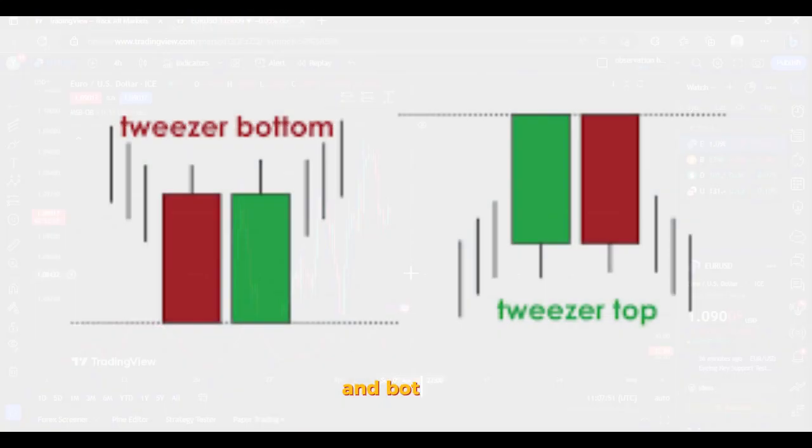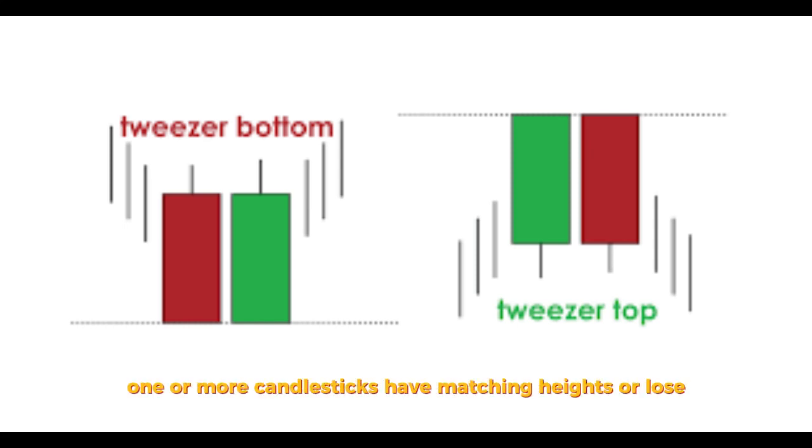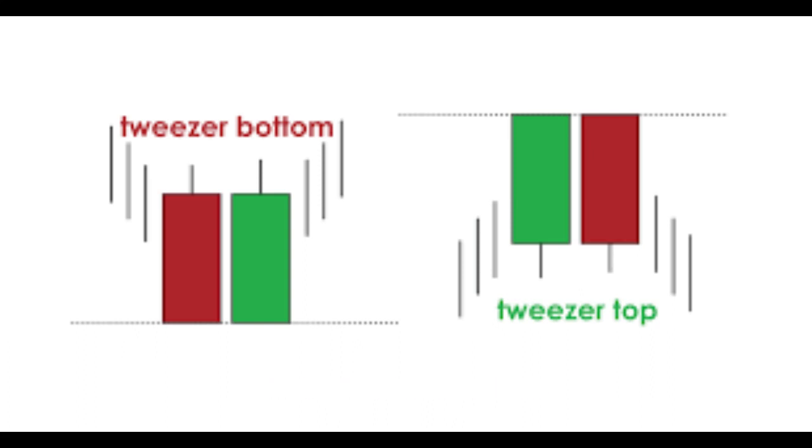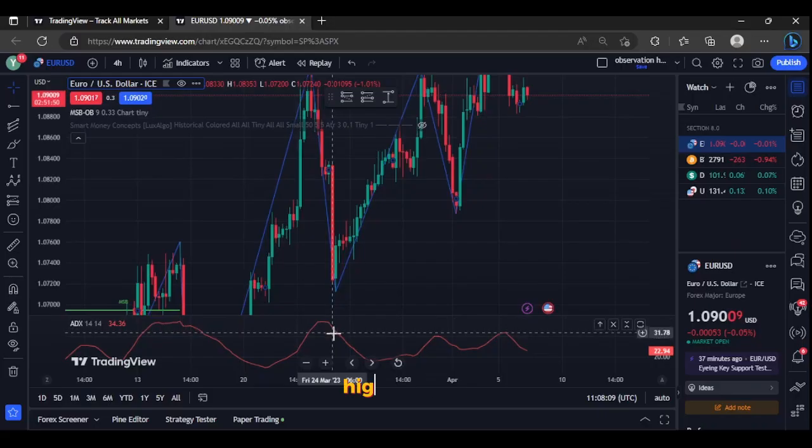Tweezer tops and bottoms. Tweezer tops and bottoms occur when one or more candlesticks have matching highs or lows. The highs are known as the tweezer tops while the lows are the tweezer bottoms. They indicate potential reversal in the direction of the trend, as buyers or sellers may be unable to push the price beyond previous highs or lows.